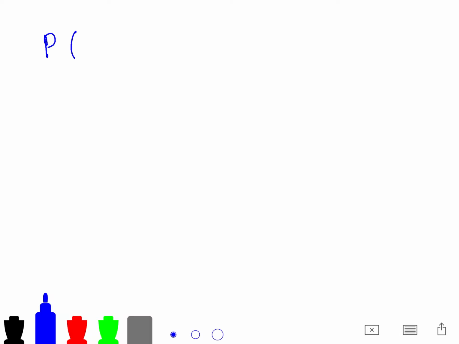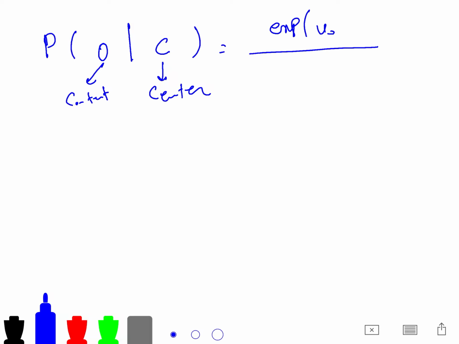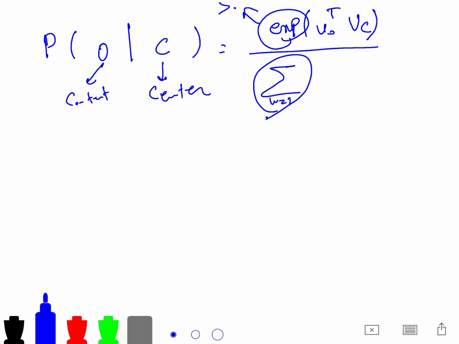So the probability of your output, which is your context, given your center word. So now I call it center, not context. This is center, and this is the output, which is context. So this is E to the U output transpose VC. We exponentiate this in order to make it positive. That's a trick. And we normalize it to give probability, so we normalize over W from 1 to V of UW transpose VC, and we use softmax for that.